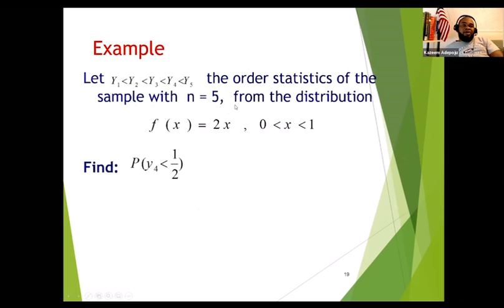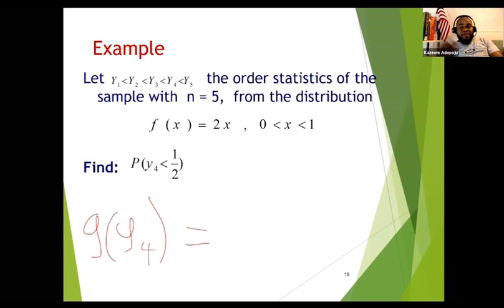So you have another question that said, you have this data that has already been ordered, with n equal to 5, and the first equal to 2s, where s lies between 0 and 1. You want to find the probability of y4 less than or equal to half. Before you can find that probability, you need to first find the distribution of y4. You need to first find the g of y4.